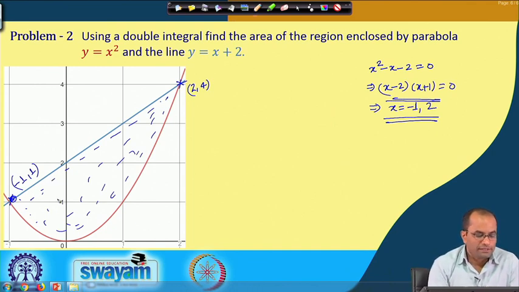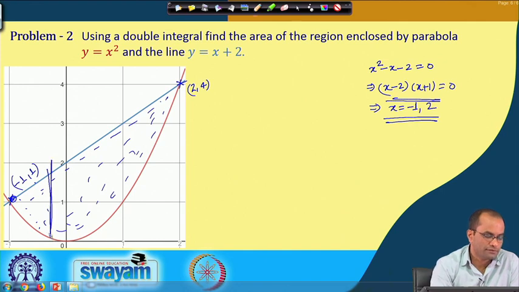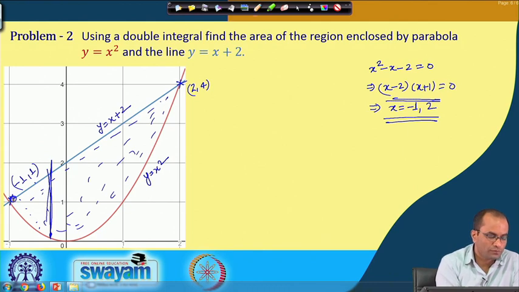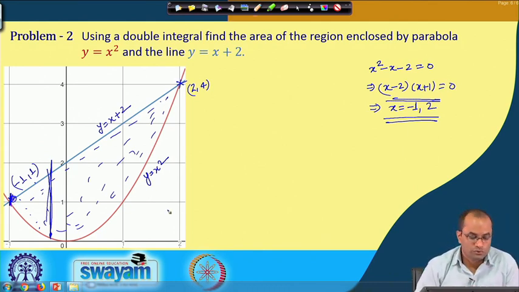Now, again the same idea: in the direction of y we are always moving from this curve to this line, and in the direction of x we will be moving then. So, this is in the direction of y, which is always from this curve y is equal to x square to y is equal to x plus 2, and then this line will move from x is equal to minus 1 to x is equal to 2.